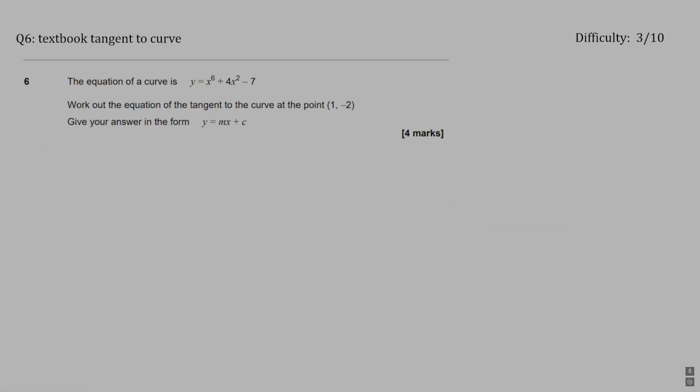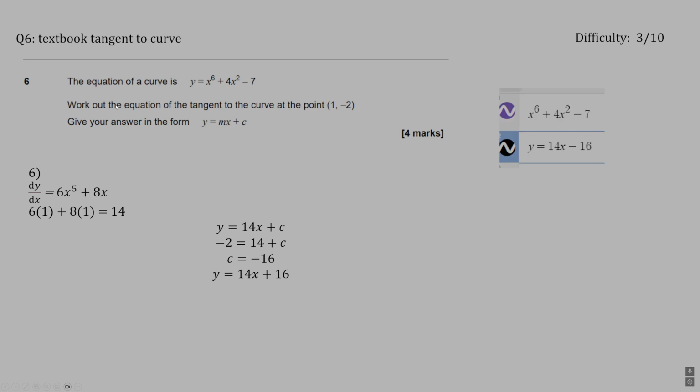Next, we got some easy tangents to a curve stuff. Again, pretty textbook. Just find dy/dx, as usual. Substitute the x coordinate. You got the y equals here. You got the equation of the line. Substitute the point in again. C equals -16. There's your equation. As you can see here, we got the equation here. This is just the x-intercept. This is the point where it goes on.